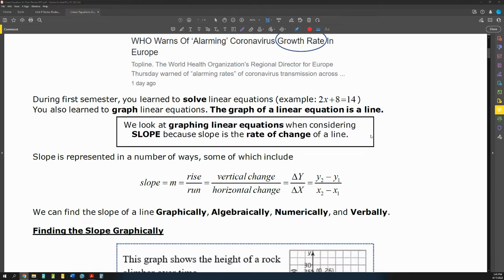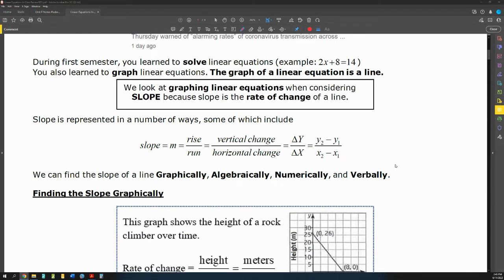In first semester, you learned how to solve linear equations. An example of one of these equations is 2x plus 8 equals 14. We would solve this by first subtracting 8 from both sides of the equation, then dividing by 2. You also learned how to graph linear equations. The graph of a linear equation is a line. We look at graphing linear equations when considering the slope because slope is the rate of change of a line. So when we're looking at the graph of a line, we analyze the slope. Is it positive? Is it negative? Is it undefined or is it zero? That slope tells us how the function is changing.